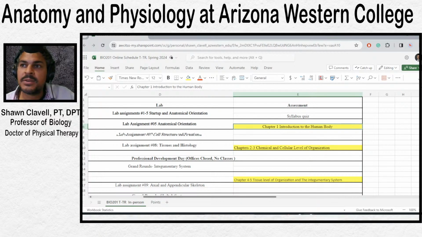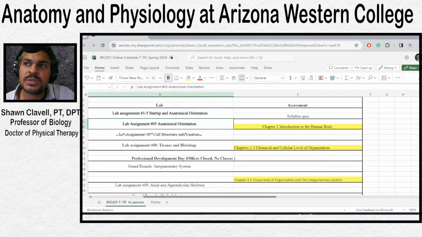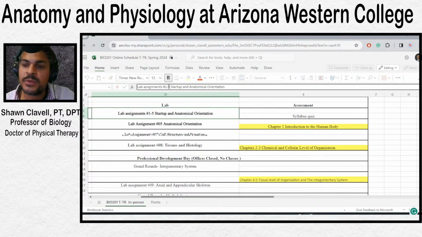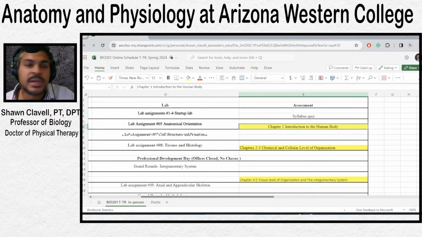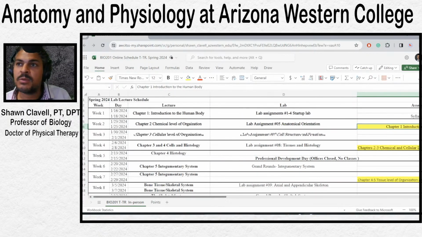You can see that lab assignments 1 through 4 are your startup labs, to get you oriented. But a big focus of that first chapter 1 test is going to be anatomical orientations and directional terms as they relate to the human body. So those are some of the things you want to key up on. Let's take a look at some of the questions you might see at the beginning of the week, and let me give you a description of what to expect.